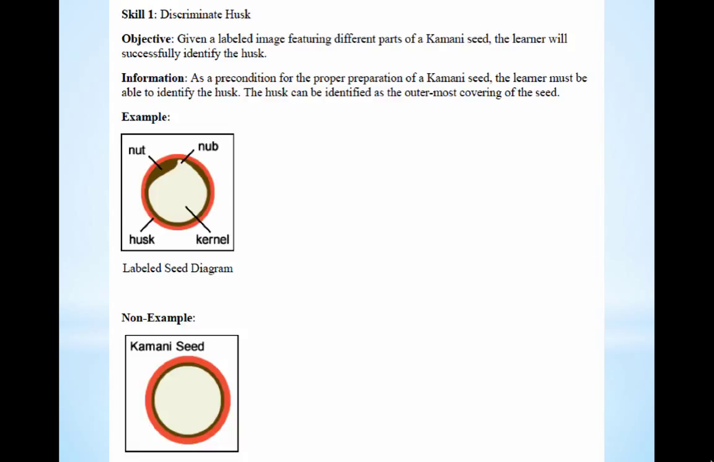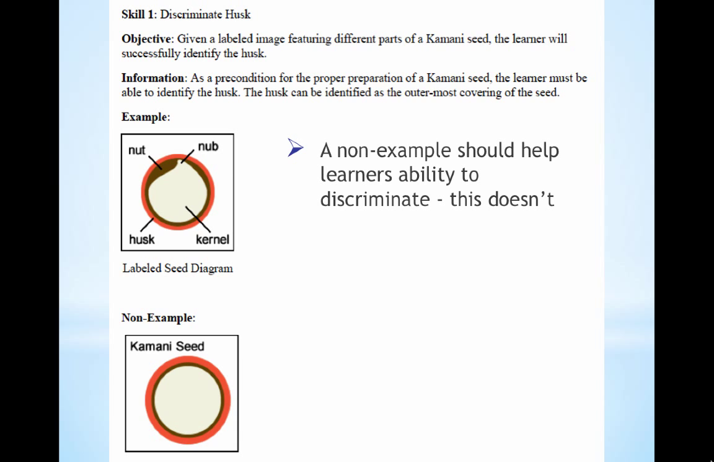Let's take a look at this example and non-example. The example is a good one. It shows you exactly where your nut, your nub, your husk, and your kernel is. So that would help you learn your objective or your skill, discriminate husk. But if you look at the non-example, that's really not helpful. It's really a non-example of how to do a non-example rather than a non-example of discriminate husk. A non-example should actually help learners' ability to discriminate, and this doesn't.